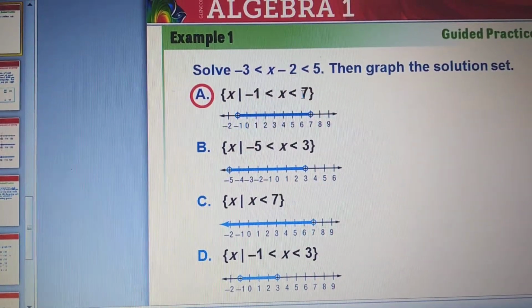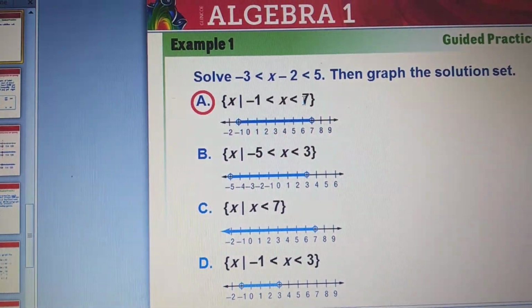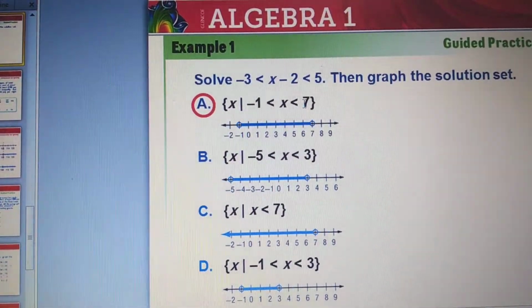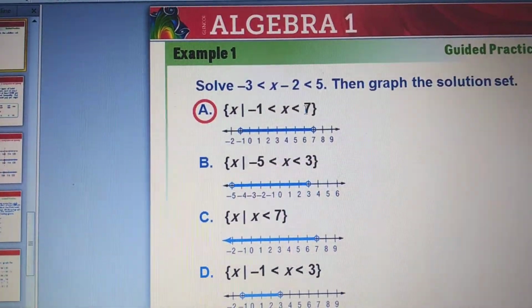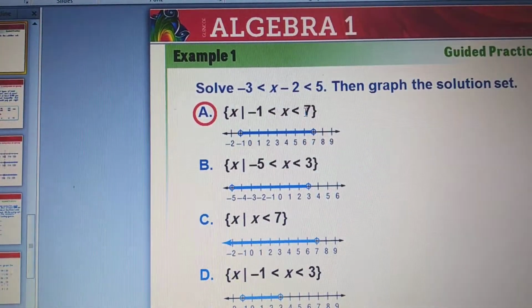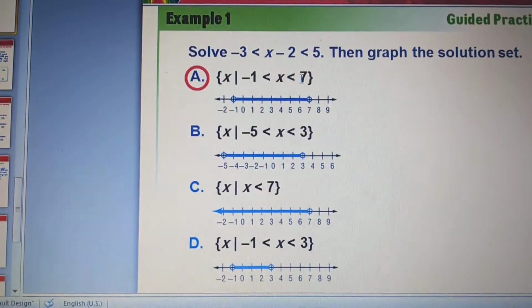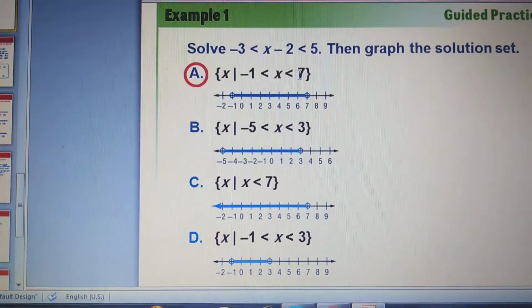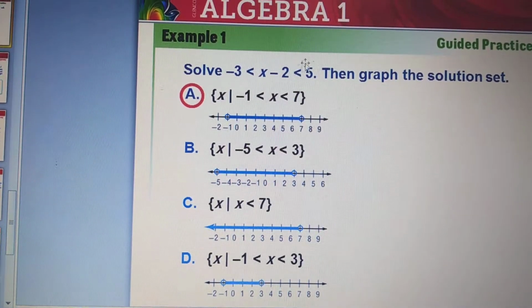Of course, why do I put empty circles? Because I have less than. I don't have equal at all. Therefore, the solution uses an empty circle. Of course, here negative 1 and 7 are not solutions. The solution is 0, 1, 2, 3, 4, 5, and 6. Again, I repeat, when you have and, the solution will be limited. You have a start and you have an end.